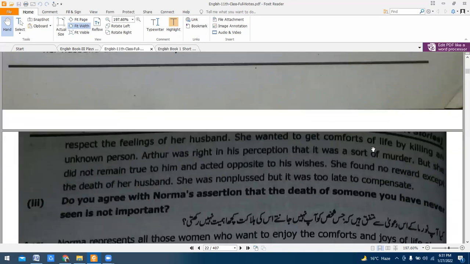She wanted to get the comforts of life by killing an unknown person. Arthur was right in his perception that it was a sort of murder, but she did not remain true to him and acted opposite to his wishes. She found no reward except the death of her husband. She was nonplussed, but it was too late to compensate.